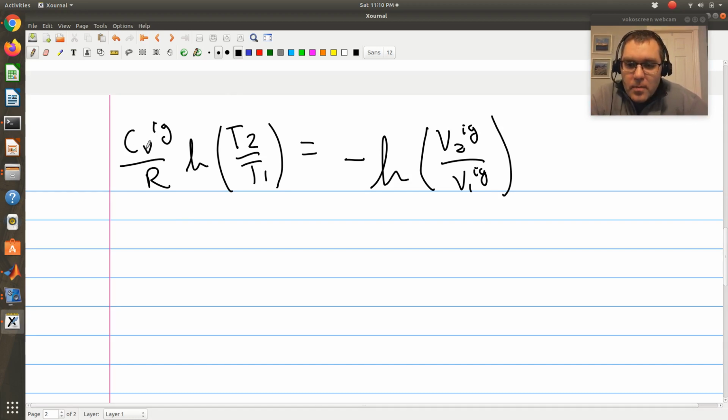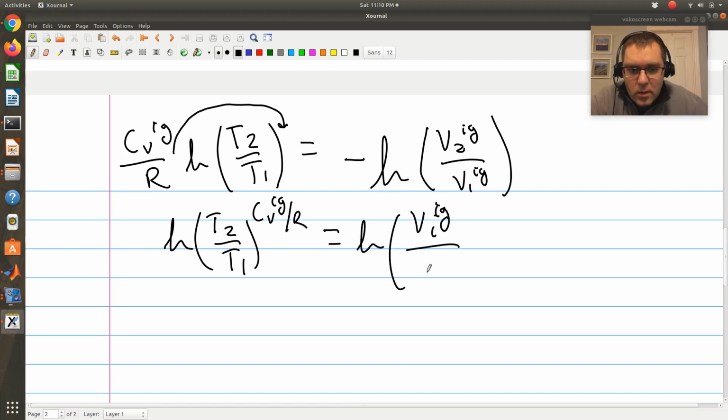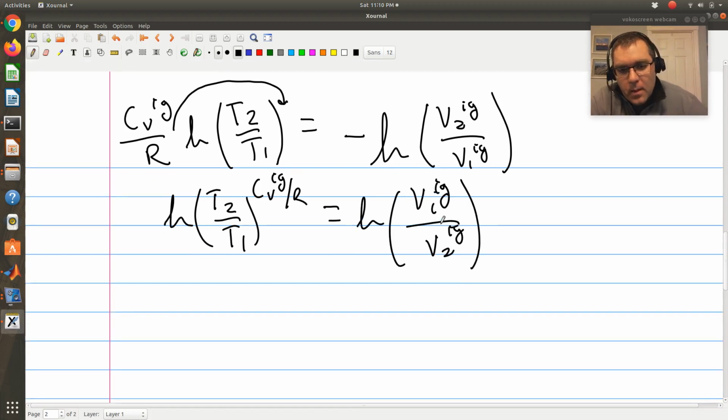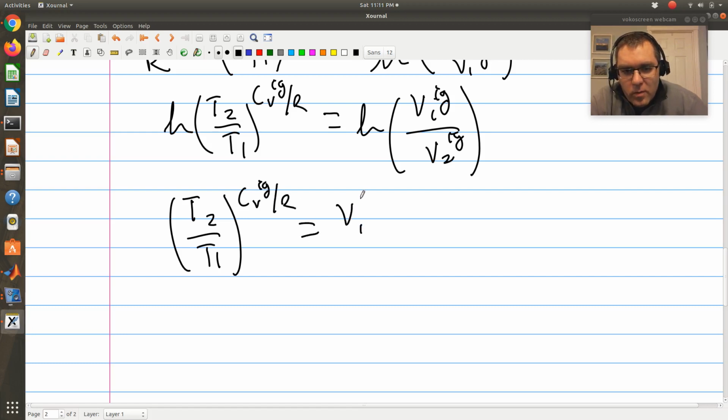Okay, the first thing I'm going to do is I have log T2 over T1, and then that's times CVIG over R, so I could bring that up. So I could write this as log T2 over T1, raised to the CVIG over R is equal to, and then I'm going to use the negative sign and I'm going to flip it, log V1IG over V2IG. And then I'll take the exponential of both sides, and I get T2 over T1 raised to the CVIG over R is equal to V1IG over V2IG.